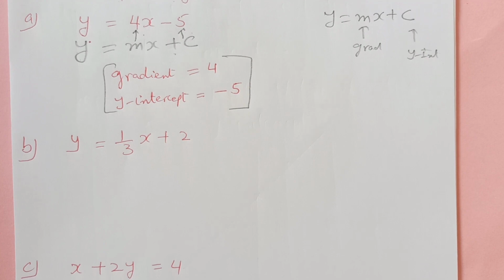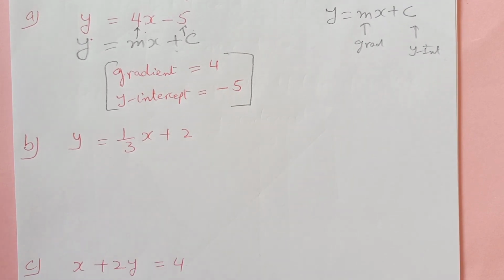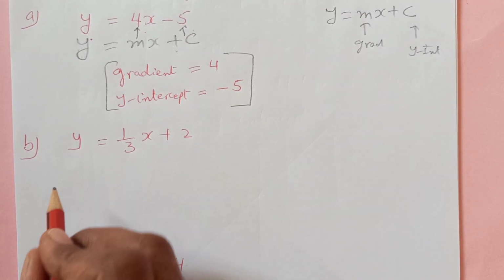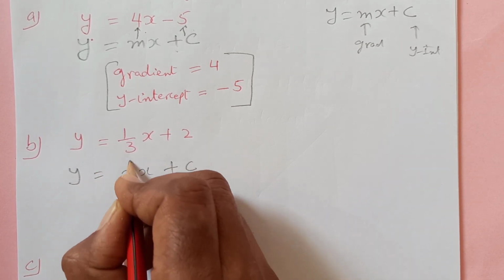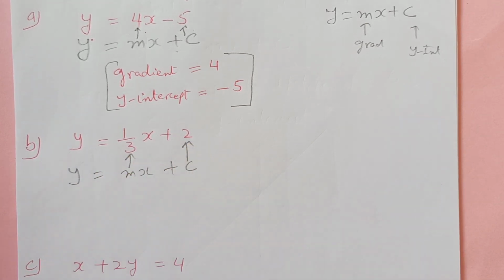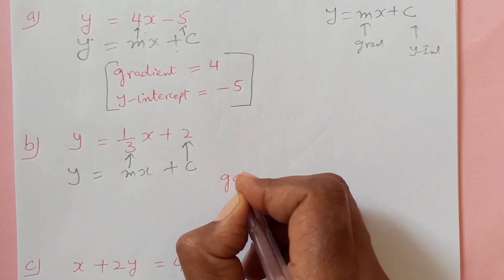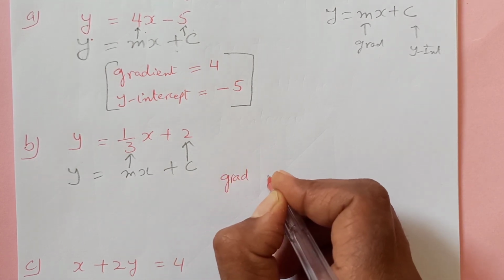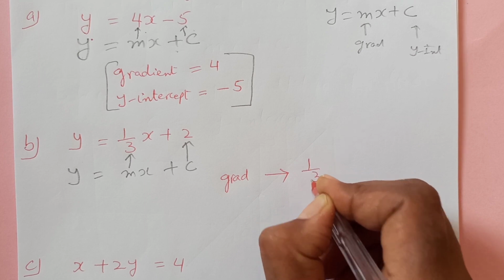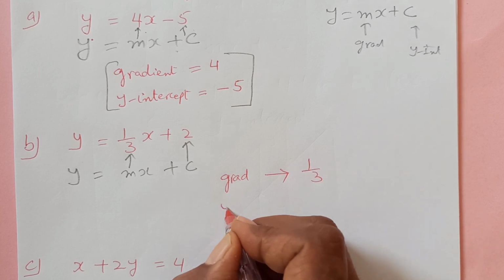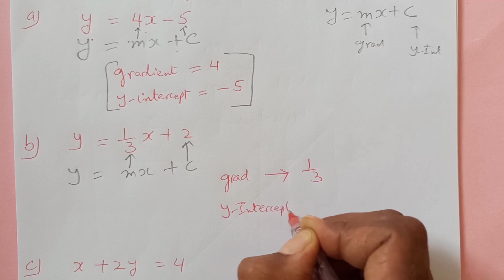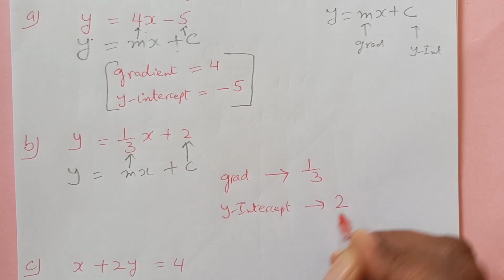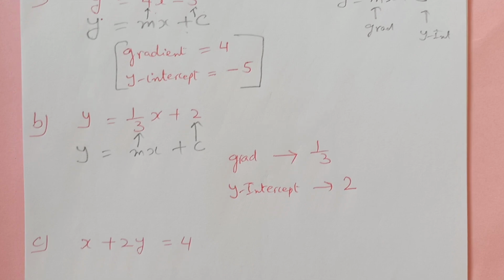Now here we have the other equation, y equals 1 over 3 x plus 2. Again we can write down the standard form here. Now you can see it's easy to compare. So what do we have? We have the gradient is 1 over 3 and the y-intercept is now 2. There is no negative sign, right?